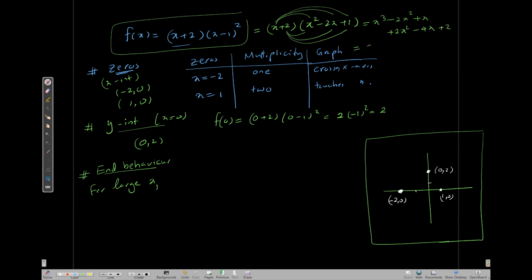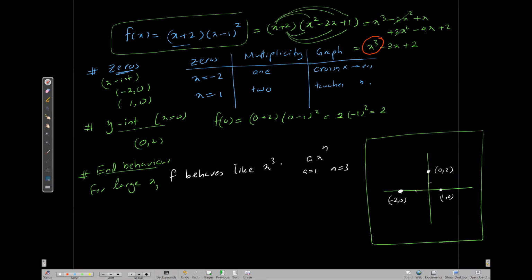So when I simplify, x cubed and 2x squared and minus 2x squared will cancel, and I have minus 3x plus 2. So the power function, the highest degree term we are looking for is this. For large x, f behaves like x cubed.